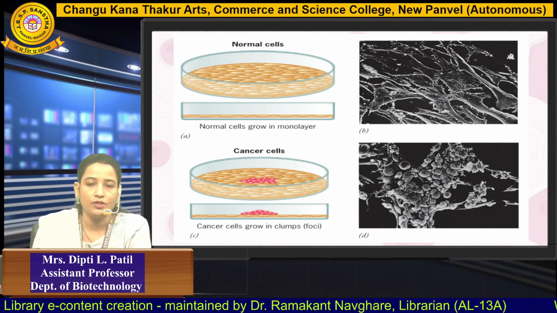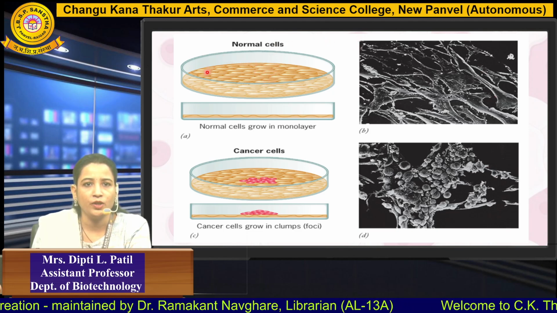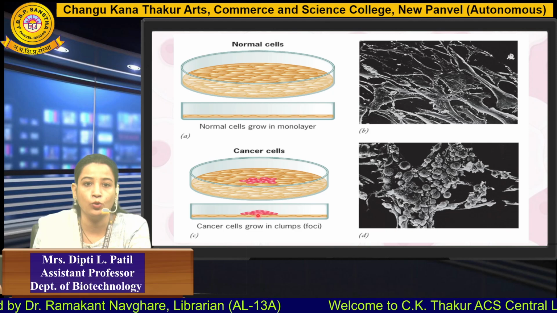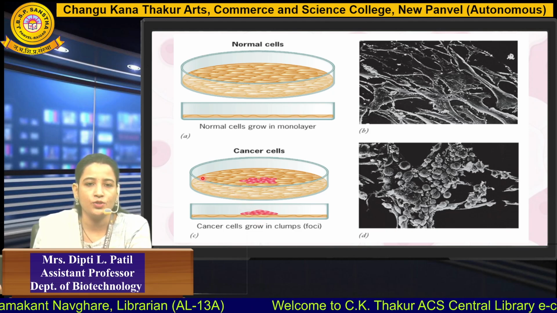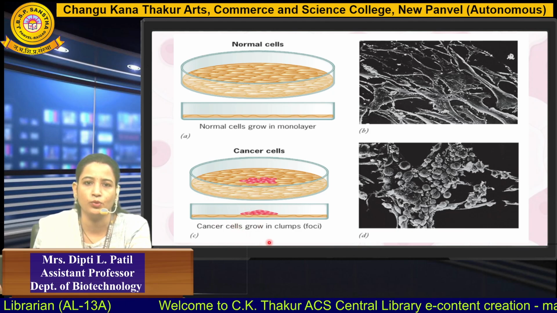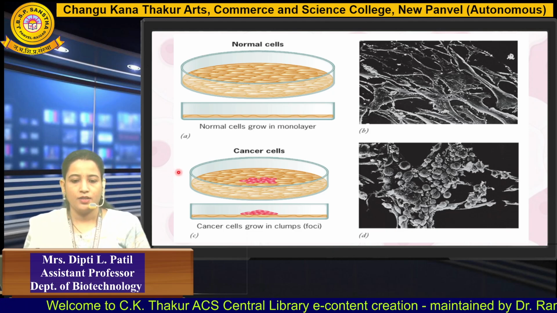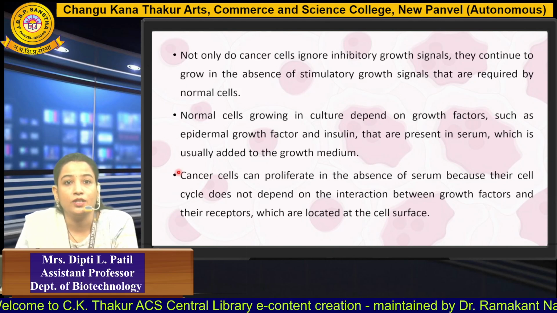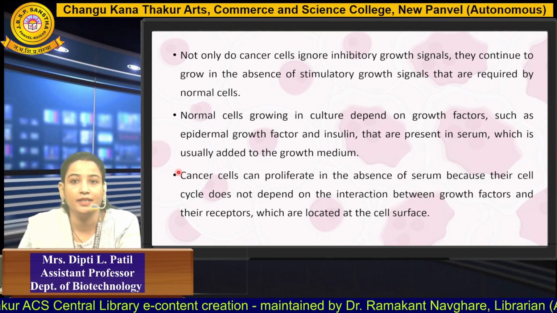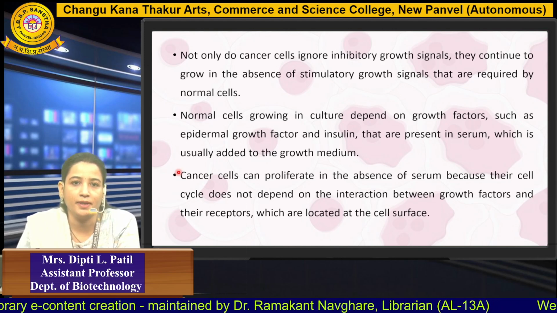You can see in the picture, first the normal cells form only a monolayer, and in the next one the cancer cells form a lump over the monolayer, meaning there is no significant change after the complete formation of the monolayer in the case of the cancer cell. This is because not only do cancer cells ignore inhibitory growth signals, but they continue to grow in the absence of stimulatory growth signals that are required by normal cells.